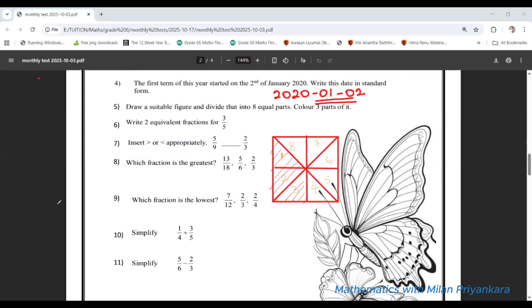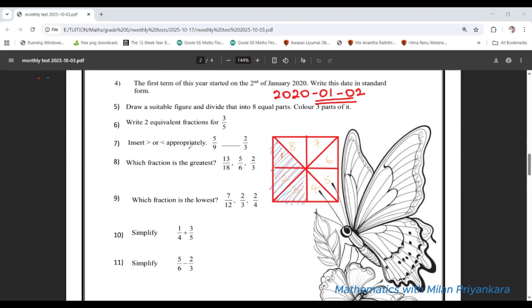Now you see, there are 8 parts and 3 have been colored. If you want to see more clearly, I will color with a different color. I'll use blue. It's like this. Okay, let's go to the next one.